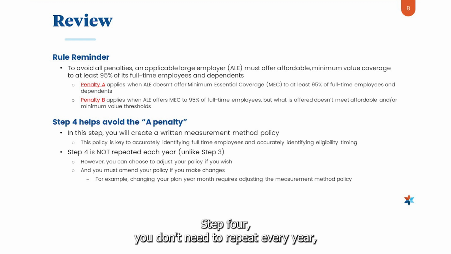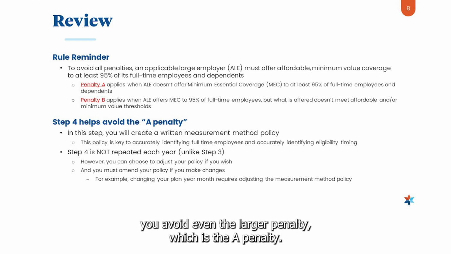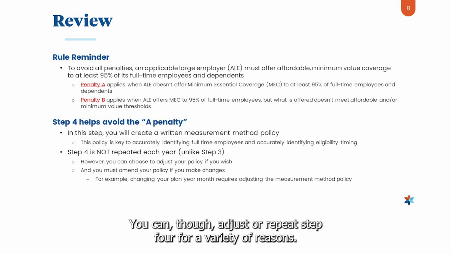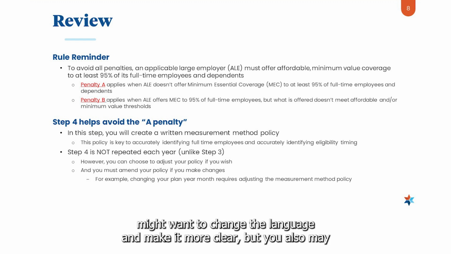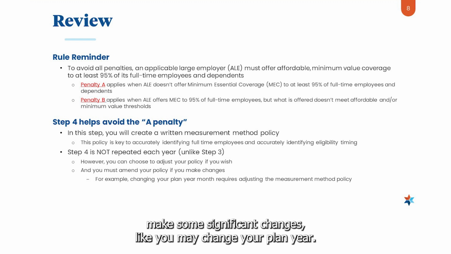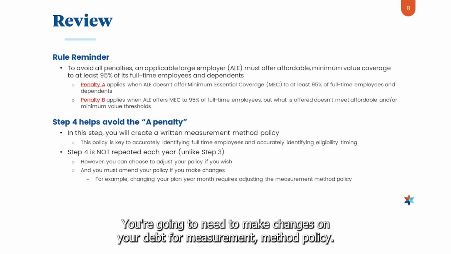Step 4, you don't need to repeat every year, but it's really important you complete this step because it helps you avoid even the larger penalty, which is the A penalty. You can, though, adjust or repeat step 4 for a variety of reasons. You might want to change the language and make it more clear, but you also may make some significant changes, like you may change your plan year. If you change your plan year, you're going to need to make changes on your step 4 measurement method policy.